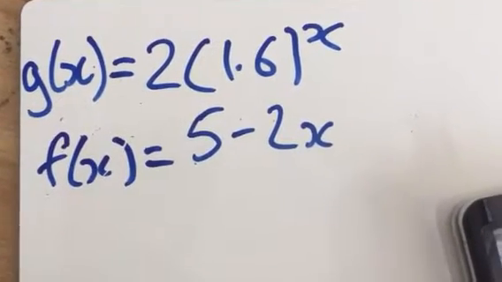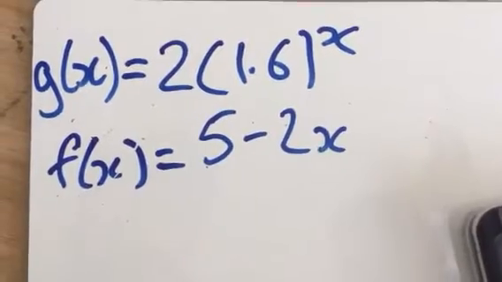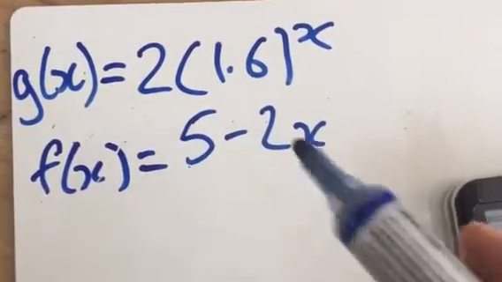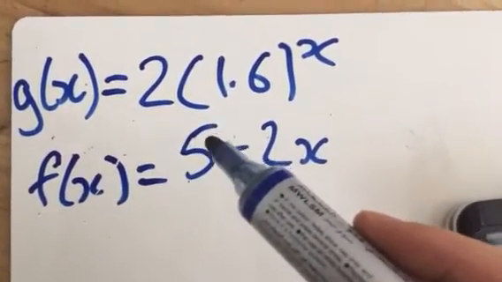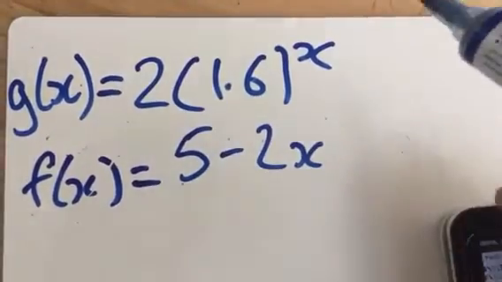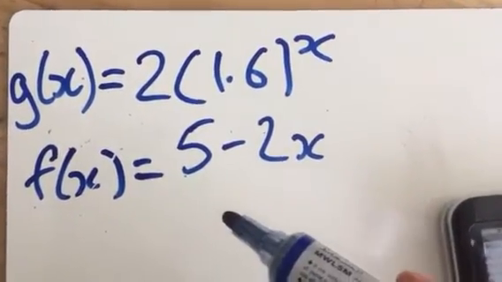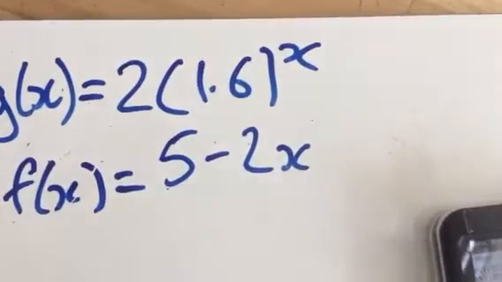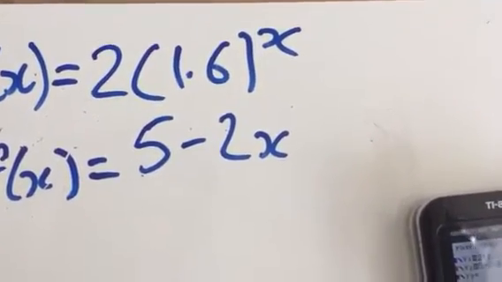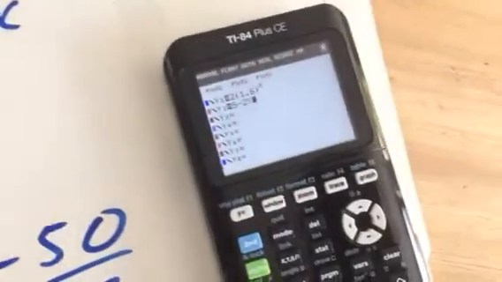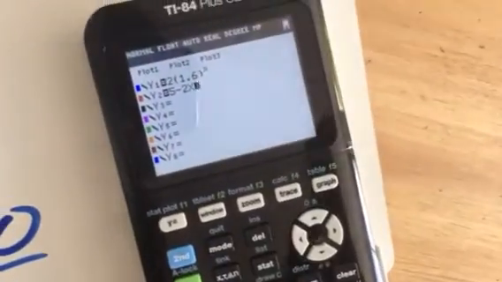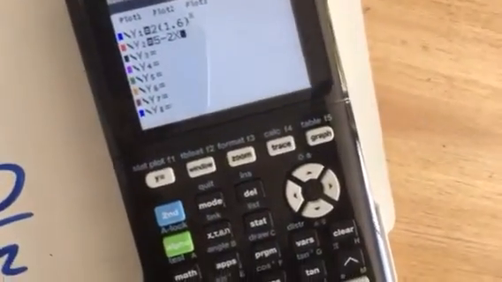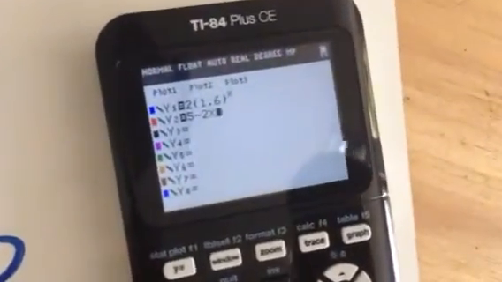We're doing some IBDP2 questions where we've got an exponential graph, g of x equal to 2 times 1.6 to the x, and f of x equal to 5 minus 2x. And we want to know where those two graphs meet. So my guest presenter is going to talk us through how we enter them into the calculator and what we do to solve for the point of intersection.